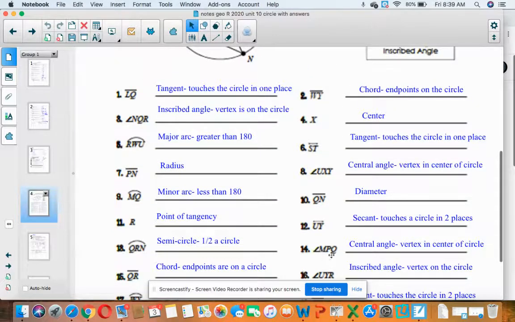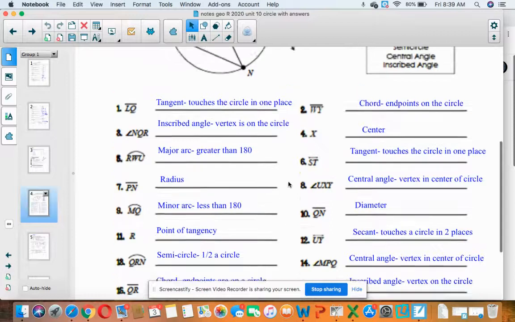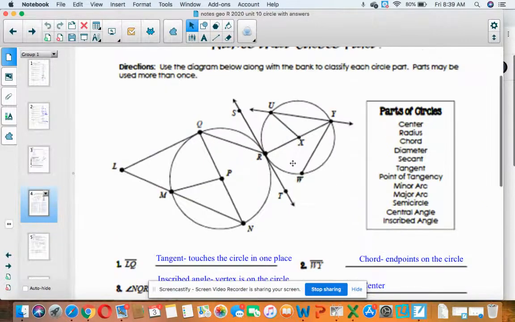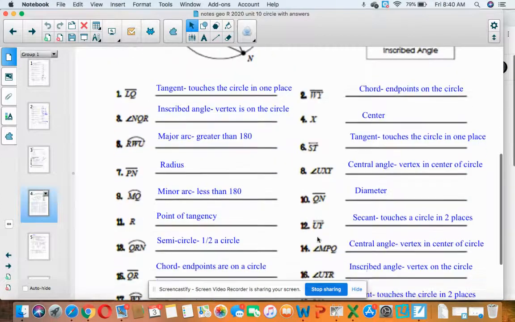14, angle MPQ is a central angle. So there are 2 types of angles that we taught you so far. A central angle has its vertex in the center. An inscribed angle has its vertex on the circle. So MPQ, that means you start at M, then you go to P, which is in the center, then I go to Q. So MPQ is referred to as a central angle.